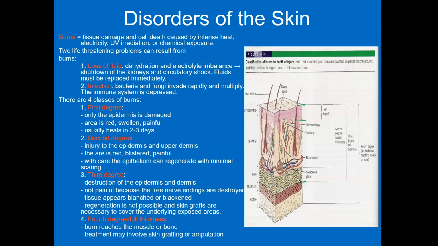Fourth degree, that's brutal. That's where the burn gets all the way down to muscle and bone, and this happens a lot during electrocution. In this case, you have to remove all of the tissue, everything, because it's dead down to the bone, and sometimes you need to remove bone. So you'll have to have a bone graft, muscle, skin graft. This is a very severe burn, and difficult to recover from. So burns, bad thing, bad disorder of the skin.